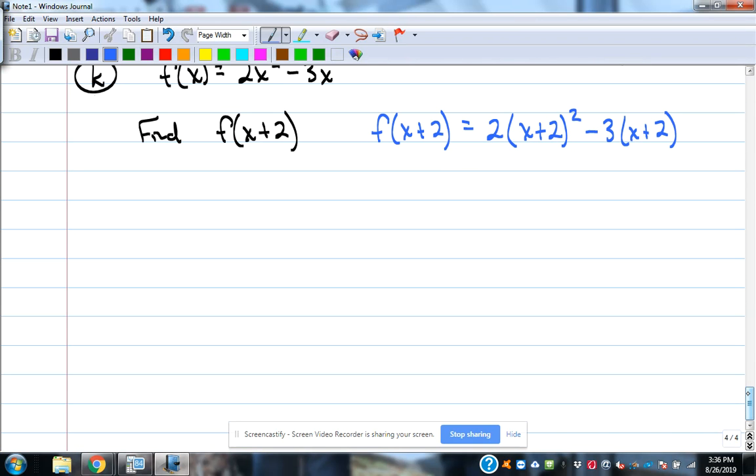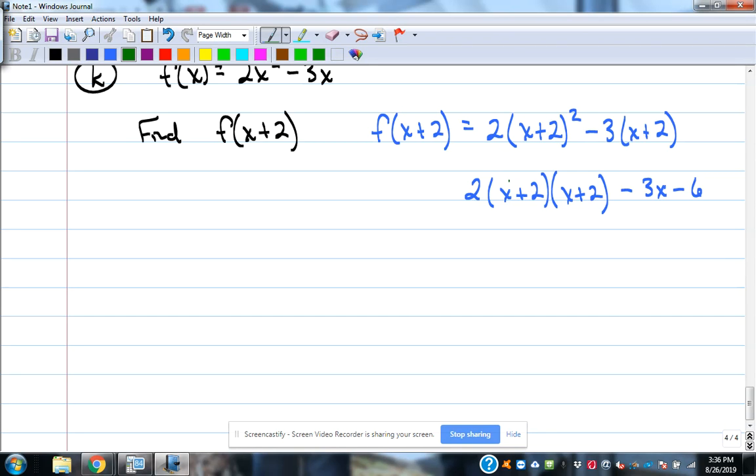When I square x plus 2, that means take x plus 2 times x plus 2. The most common mistake is for folks to square the x and square the 2 and be done. That's not completely correct with that part. You've got to multiply it out.